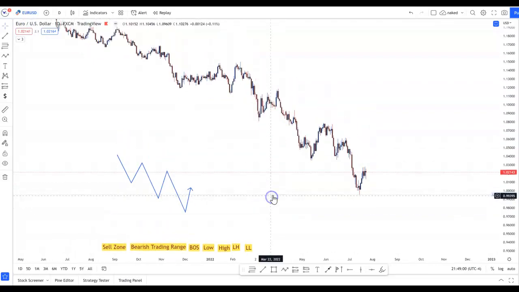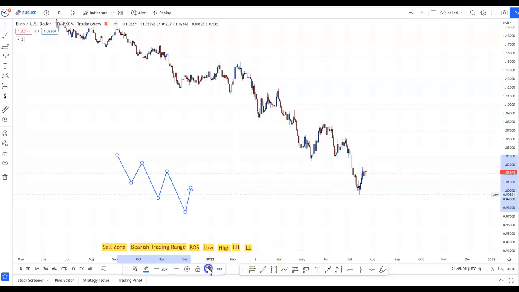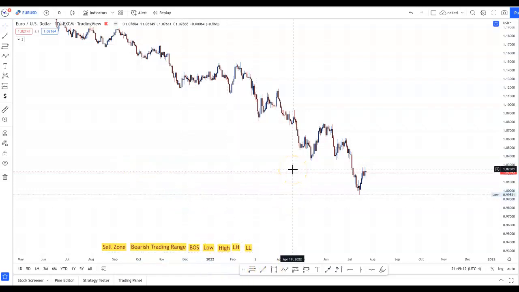Market structure is simply the ability to look at the chart and determine whether we're in a downtrend, uptrend, or if we are moving sideways. So the basic terms for market structure are if price is creating higher lows and higher highs, that means we're moving up. If price is moving in a downtrend, that means we're creating lower lows and lower highs. So we're on a daily time frame and we're using Euro USD. Let's go ahead and draw out our market structure.